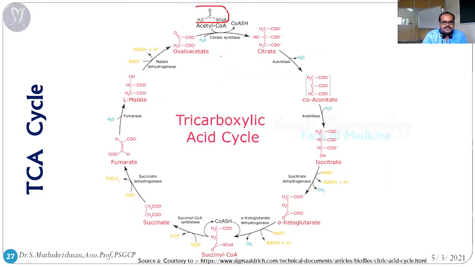Two acetyl-CoA molecules, two acetyl-CoA enzyme molecules are going to conjoin together. It's going to form a citrate. Then citrate is converted into the isocitrate. It's an intermediate product. The intermediate form is cis-aconitate.